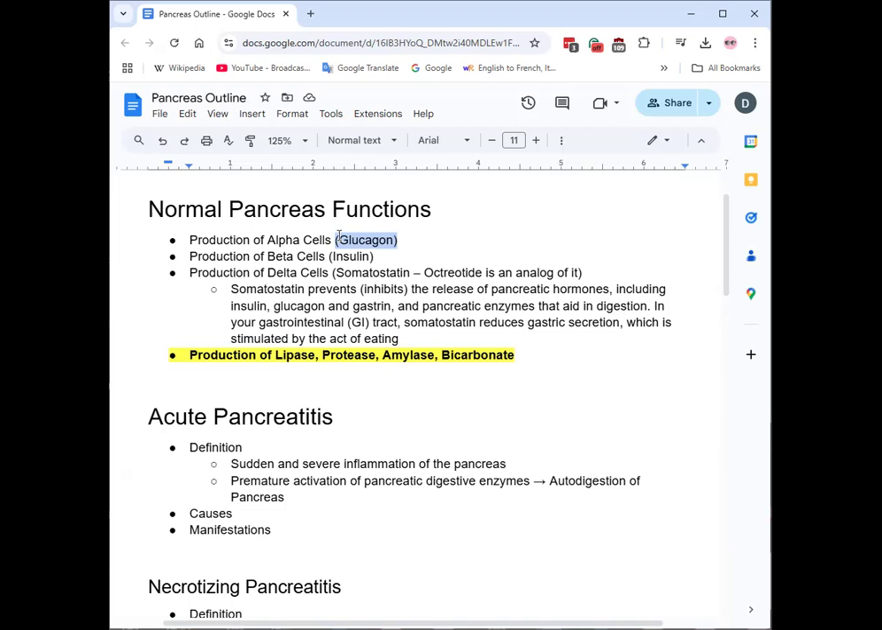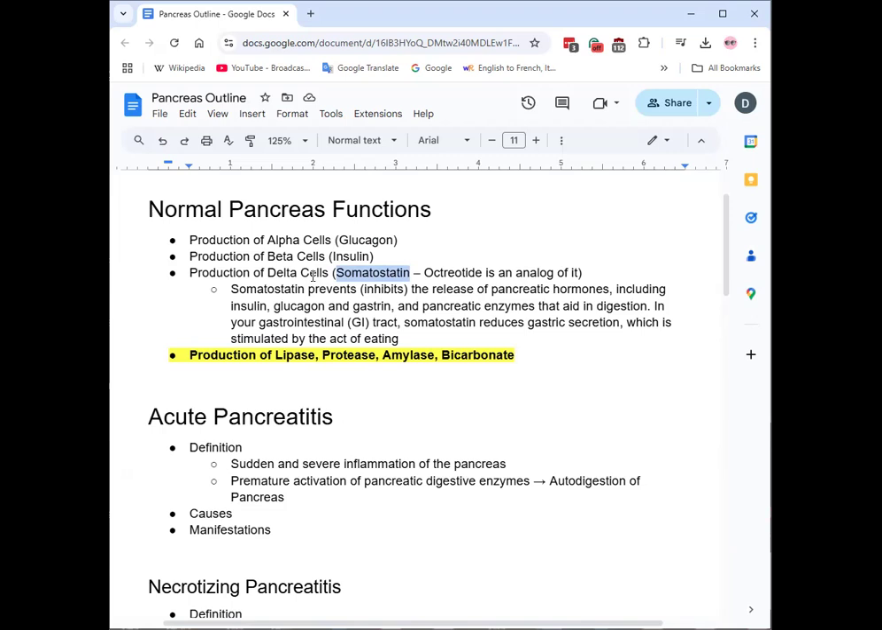Another hormone that it makes is somatostatin. Octreotide is an analog of it. So the somatostatin that we talked about for esophageal varices when there's an active bleed is essentially the same hormone. It has a few other purposes other than causing that vasoconstriction. It also has the purpose of inhibiting some of the release of the pancreatic hormones.